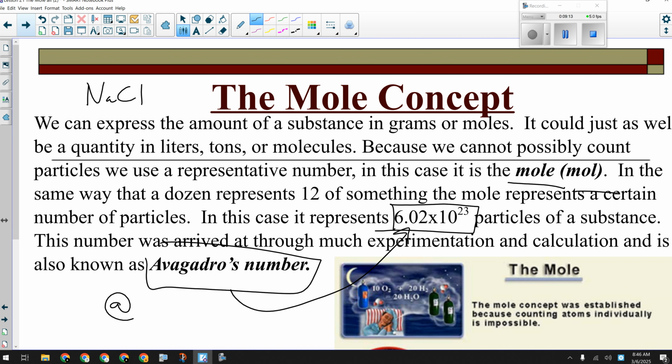We can use this mole equation and the mole number with atoms or with molecules. So we use the word particle. The smallest particle of whatever you're dealing with is what we're going to use. If it's a compound, the smallest particle is a molecule. If it's an element, the smallest particle is an atom.